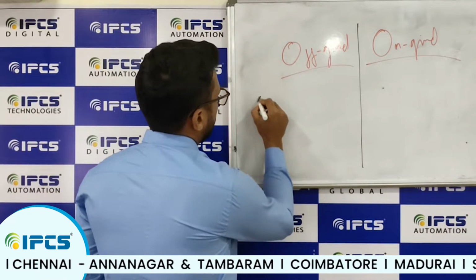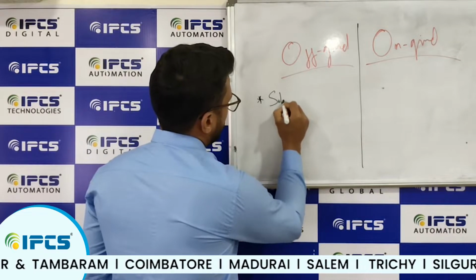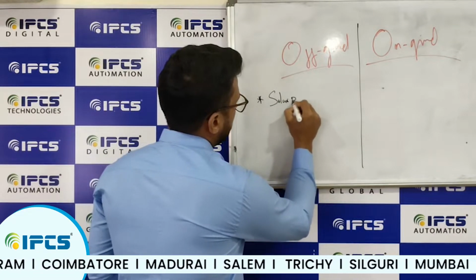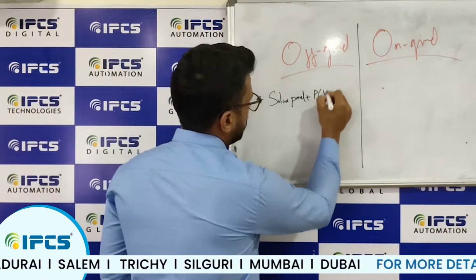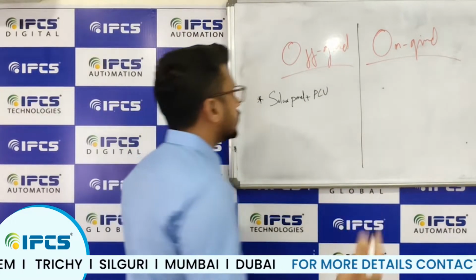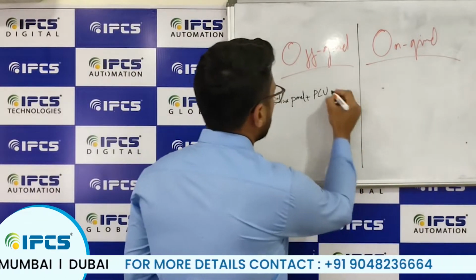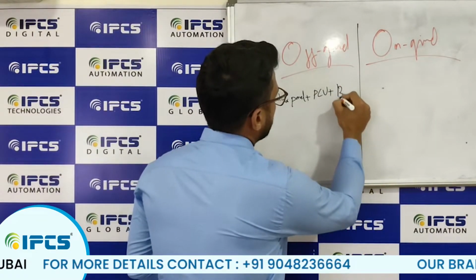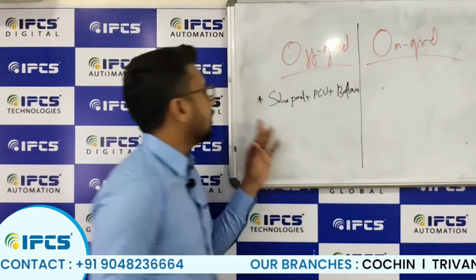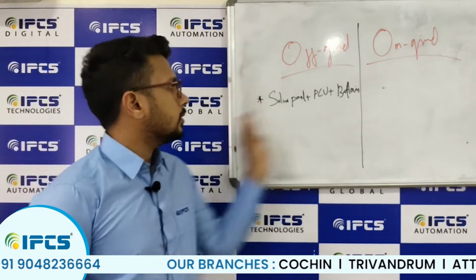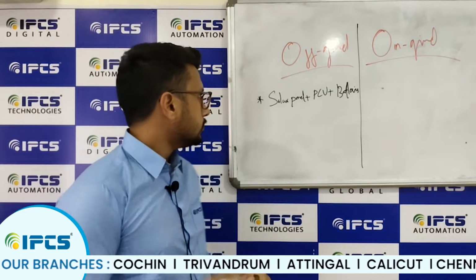In an off-grid system we use solar panels plus PCU. PCUs are power conditioning units, or so-called inverters, plus a charge controller. I will explain in detail later. And a battery. So batteries, PCU and solar panels all together constitute the off-grid solution.